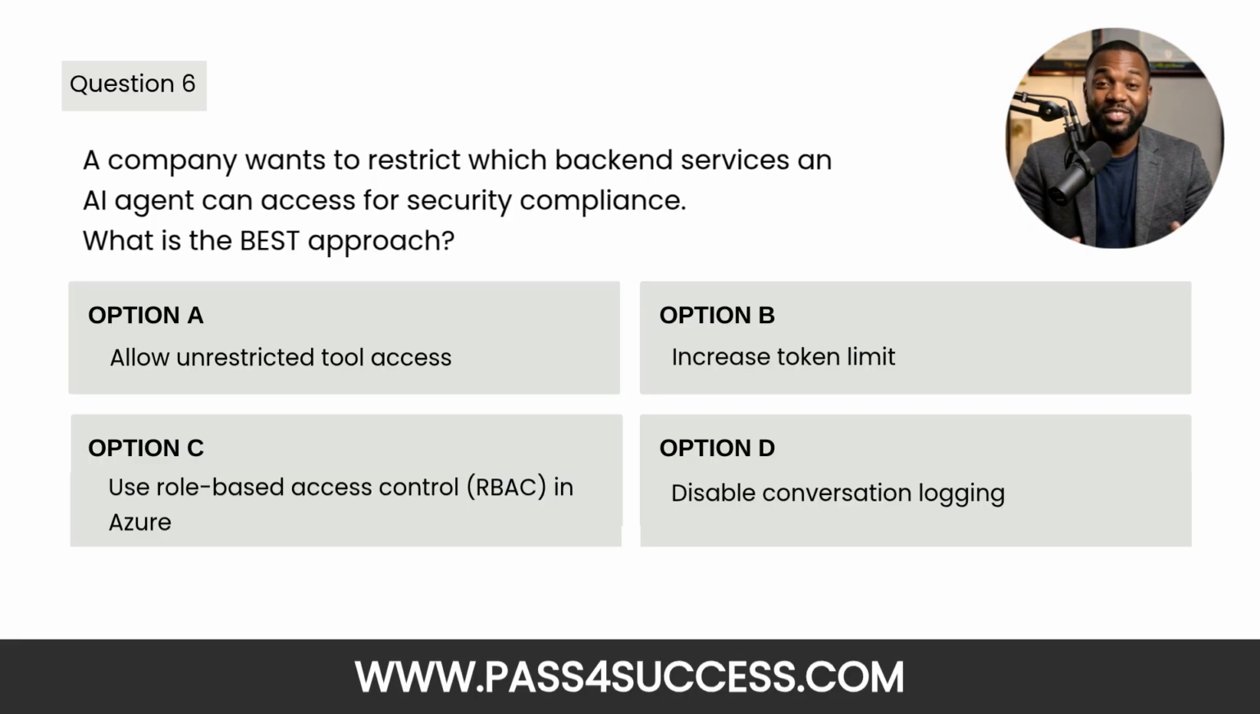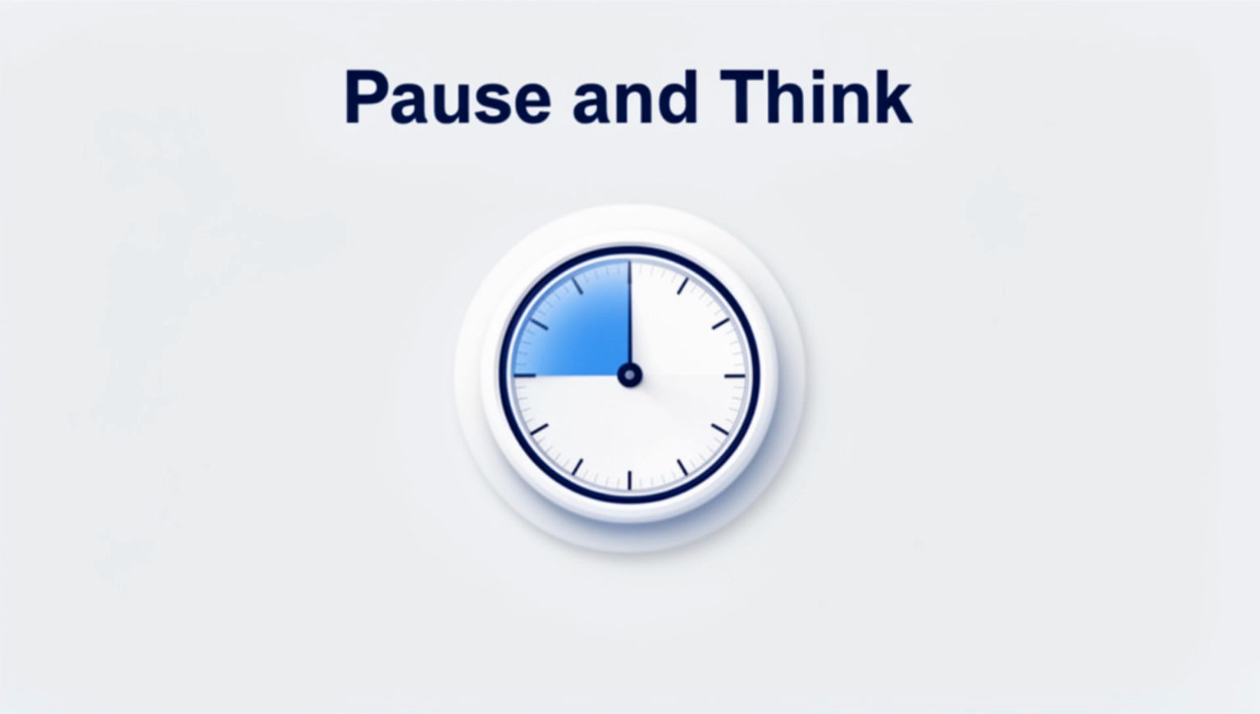Question 6. A company wants to restrict which backend services an AI agent can access for security compliance. What is the best approach? A. Allow unrestricted tool access. B. Increase token limit. C. Use role-based access control, RBAC in Azure. D. Disable conversation logging. Pause for 5 seconds.